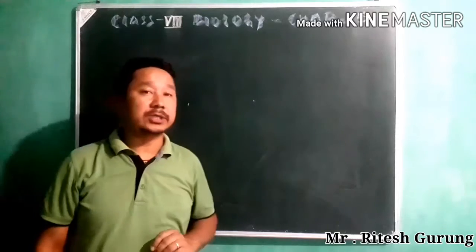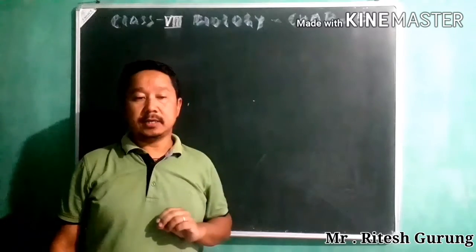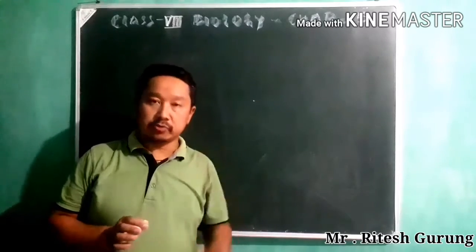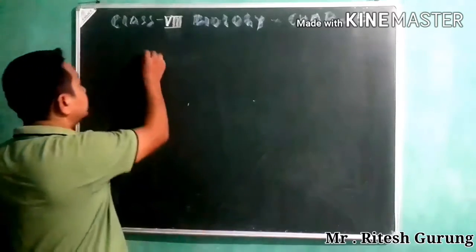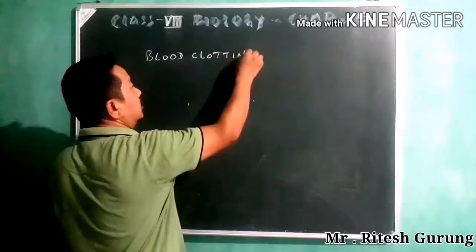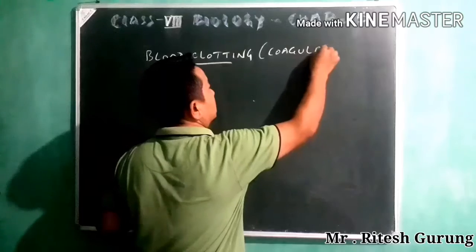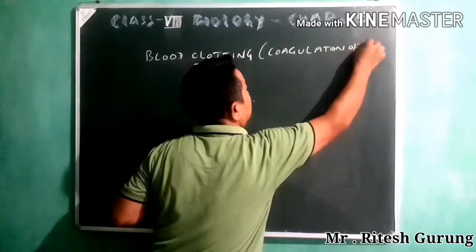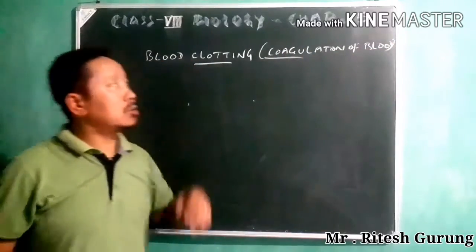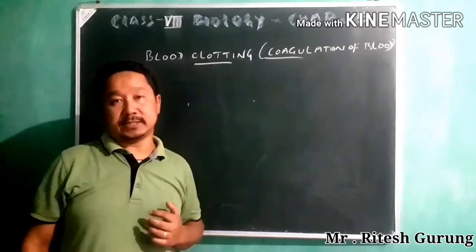Our dear class, we will continue chapter number 5, that is the circulatory system. Today we will start with a very complex process or mechanism that you see in the circulatory system, that is blood clotting, which is also called coagulation of blood. So this blood clotting or coagulation of blood is a complex process.